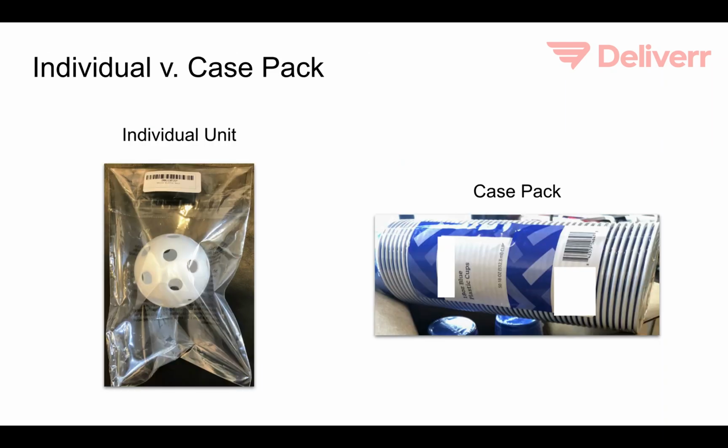The image to the left shows an example of how Deliverr expects individual units to be packaged and labeled. The image to the right shows an example of a case pack unit and how Deliverr expects it to be packaged and labeled.